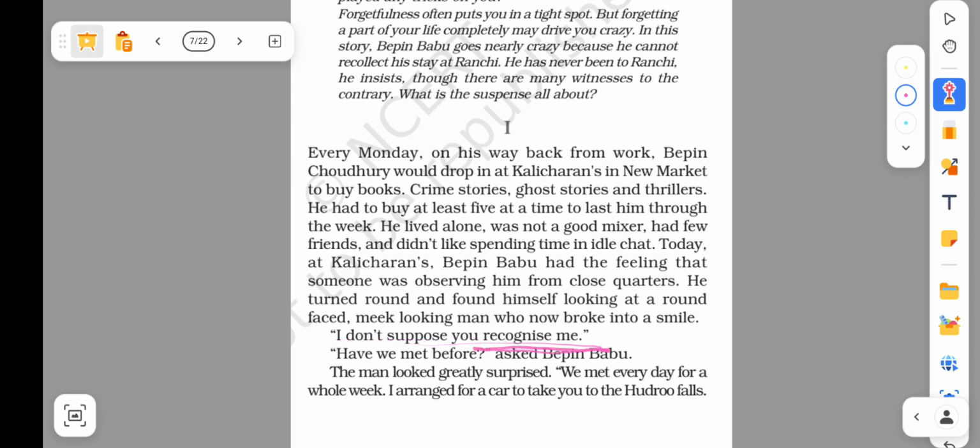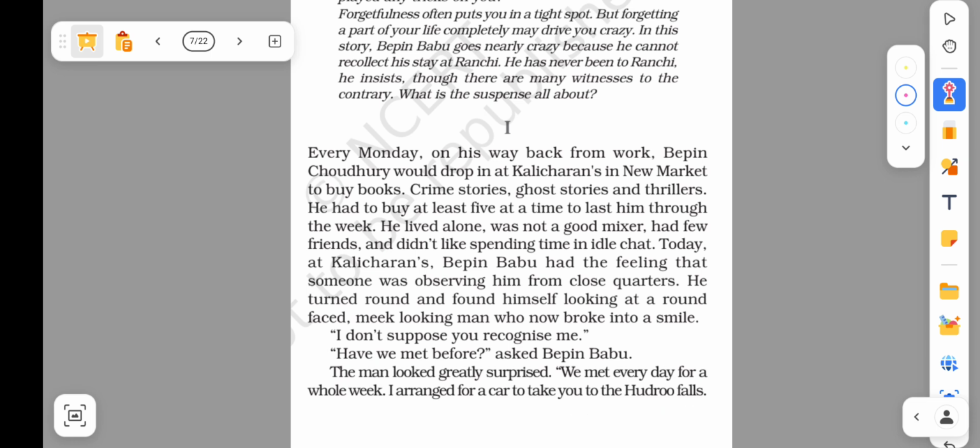I don't suppose you recognize me. So that man asked him, have you recognized me? Have we met before? asked Bipin Babu. So Bipin Babu asked him, have we met before? The man looked greatly surprised. We met every day for a whole week, and I arranged a car to take you to the Hudru Falls.